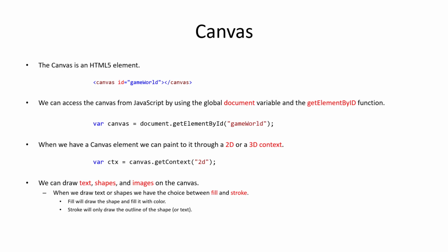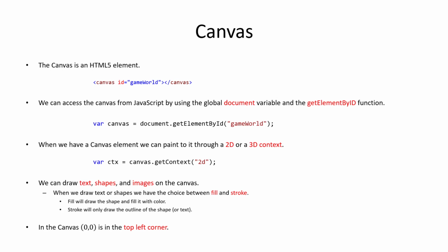To stroke is just to outline the shape or the text with a single stroke, and then to fill is to fill it in, and then we can do both, which would allow us to present maybe a different stroke color and fill color, giving us a different outline from the fill.